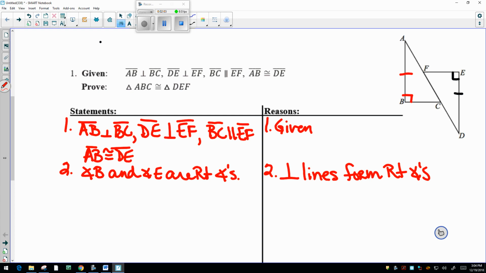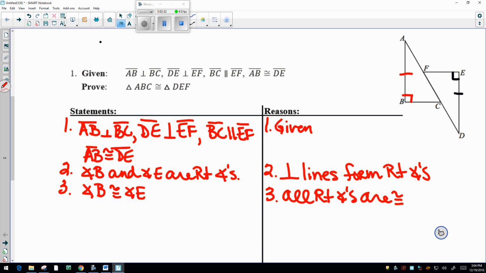Now, we don't have them as congruent, so that's our next step, because we're on a mission to find congruent statements. So I could say angle B and angle E are congruent, and we know that because all right angles are congruent. So there's two congruent parts. To use the perpendicular, the next thing we have is our parallel lines.